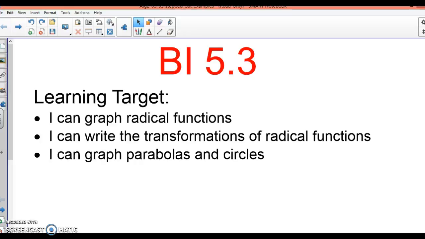Alright, here we're looking at section 5.3. The learning targets for this section are: I can graph radical functions, I can write the transformations of radical functions, and we'll talk more about transformations, and then I can graph parabolas and circles.